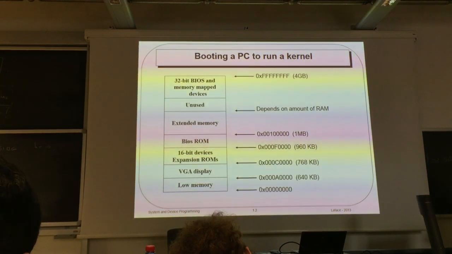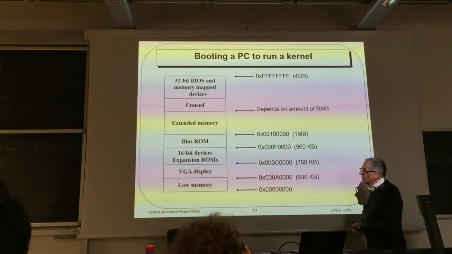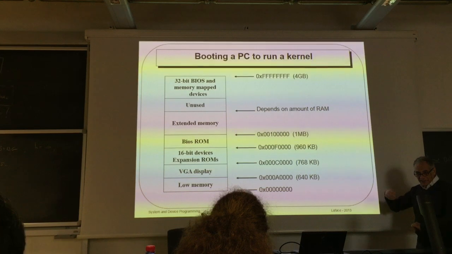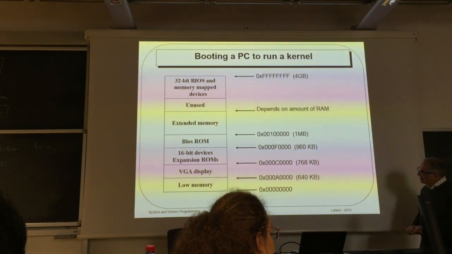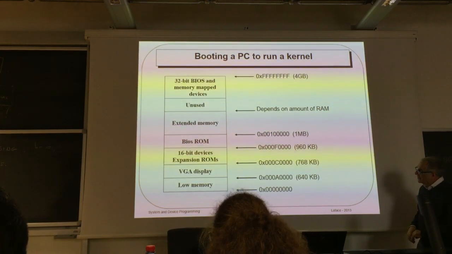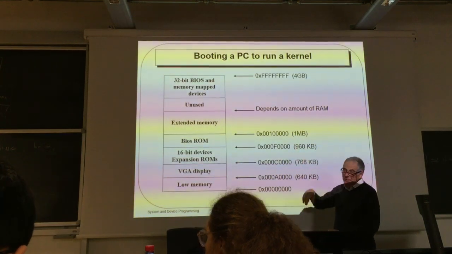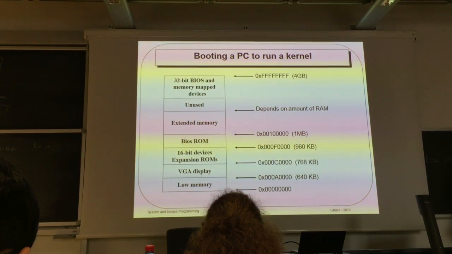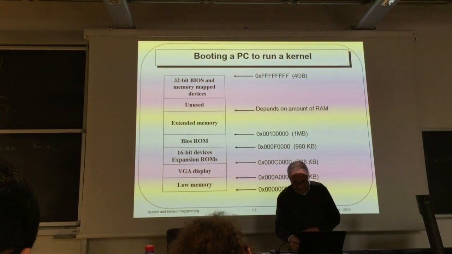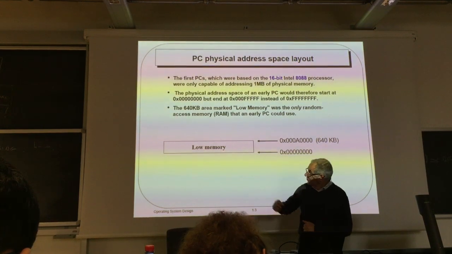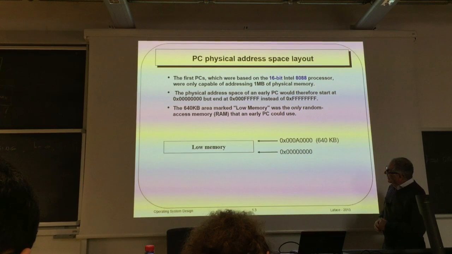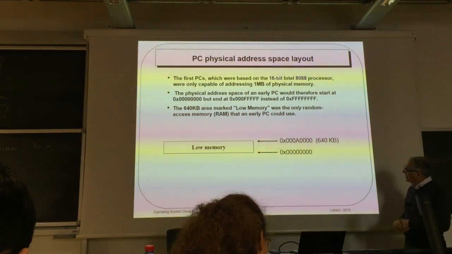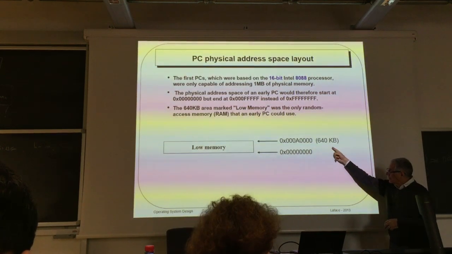This low part of the layout has been kept also for the new versions of the Intel architecture, 386, etc. And what was added is the 32-bit BIOS and memory mapped device region in the higher part of the memory. So let us see in more detail what it means. The 8088 had only this possibility of addressing 1 megabyte of physical memory, and only 640 kilobytes for the user.